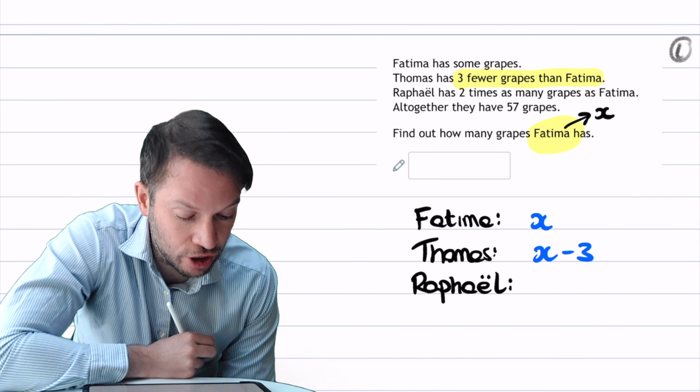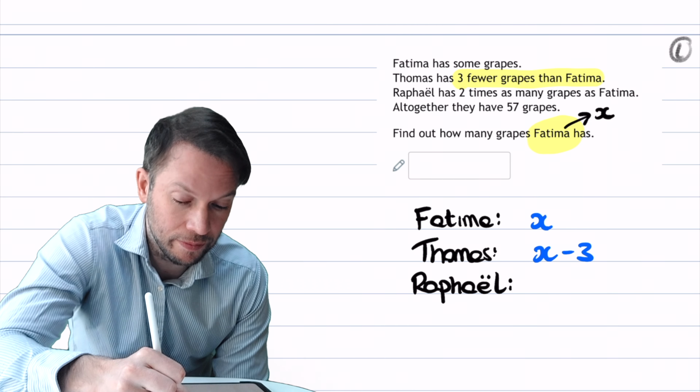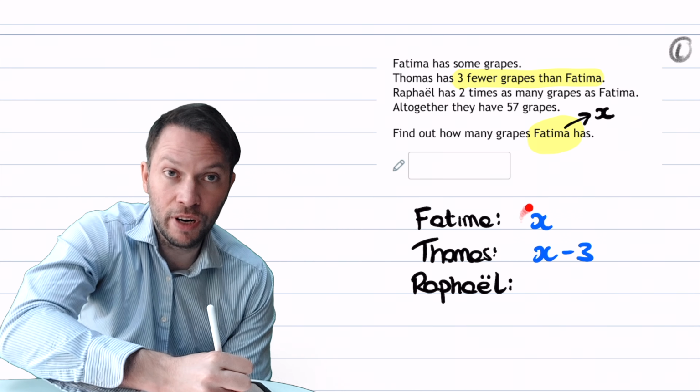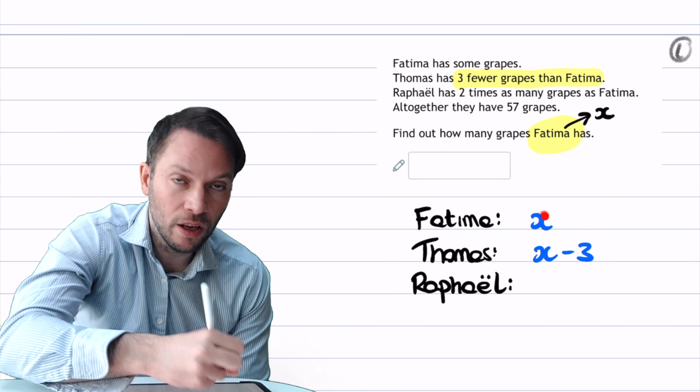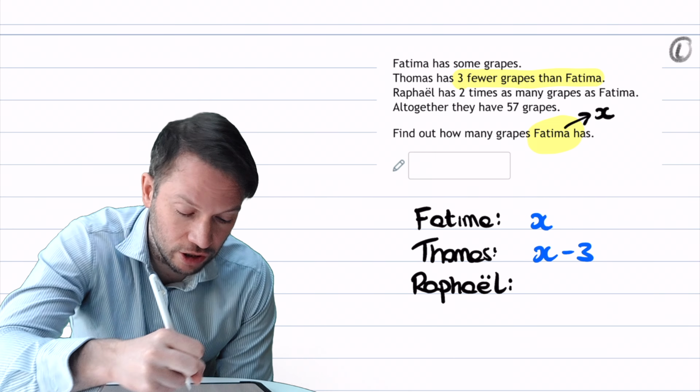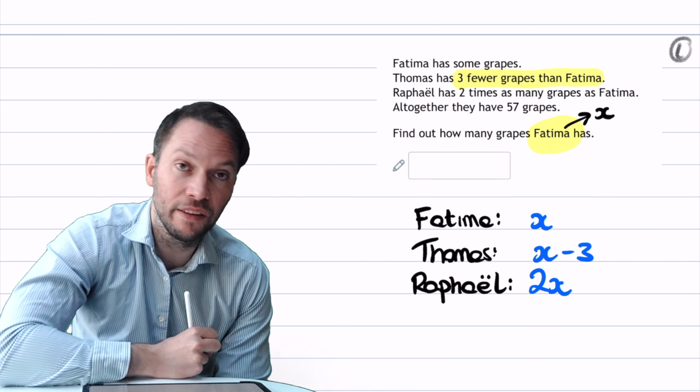What about Raphael? It says Raphael has 2 times as many grapes as Fatima. Now, if Fatima has x grapes, what is 2 times as big as that? Well, it would be 2x. 2x means 2 times x. That's twice as big as x.